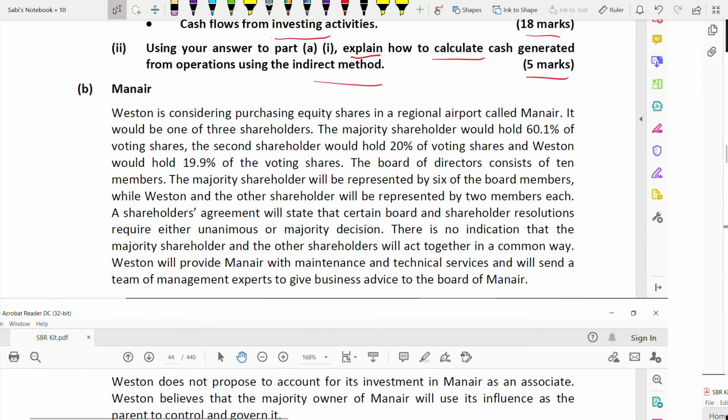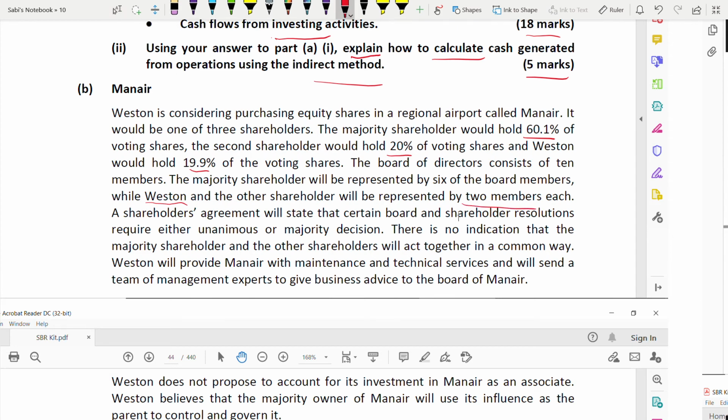Weston is considering purchasing equity shares in a regional airport called Minor. It will be one of the 3 shareholders. The majority shareholder would hold 61% of voting shares. The second shareholder would hold 20% of voting shares, and Weston will hold 19.90% of voting shares. The board of directors consists of 10 members. The majority shareholder will be represented by 6 of the board members, while Weston and the other shareholder will be represented by 2 members each.